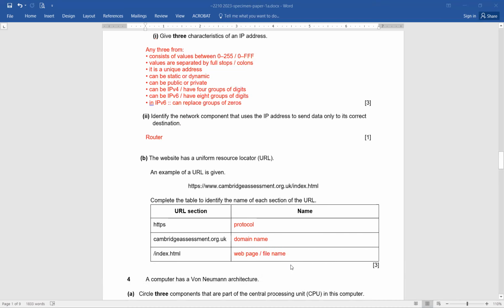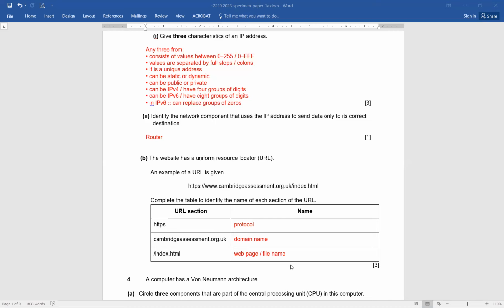Now, if you can recall, HTTPS, what is it? It's a protocol. That's wonderful. But by the way, does anyone remember the full form of HTTPS? Yes, sir? That's great. Hypertext Transfer Protocol Secure. CambridgeAssessment.org.uk is the domain name, and /index.html is your web page. Or if another student has written file name, then that is also correct. So in this manner, you can easily score 3 out of 3.